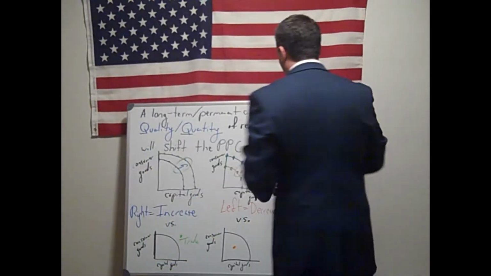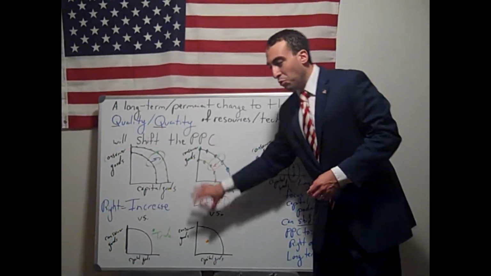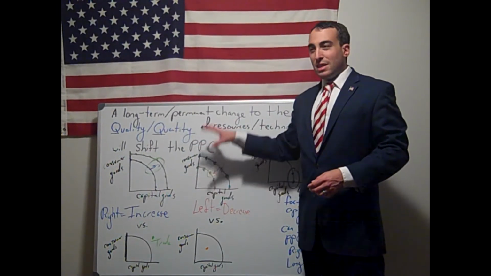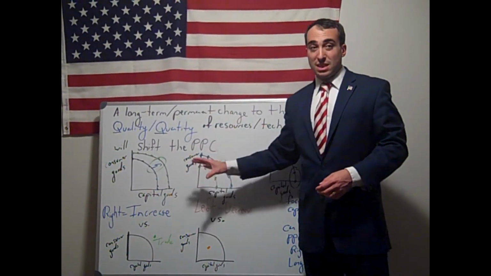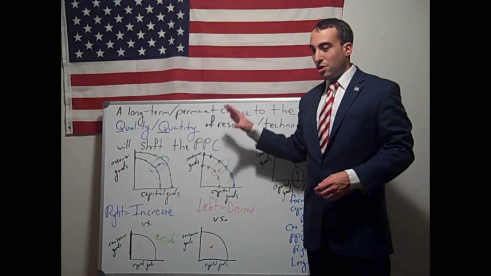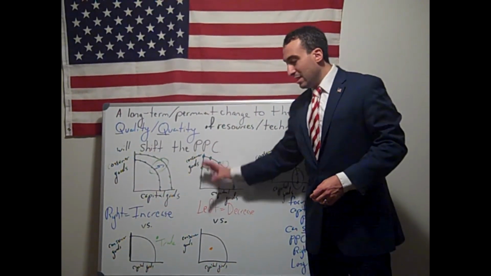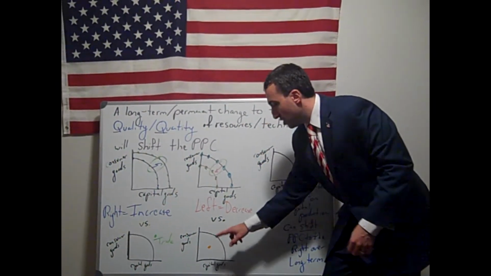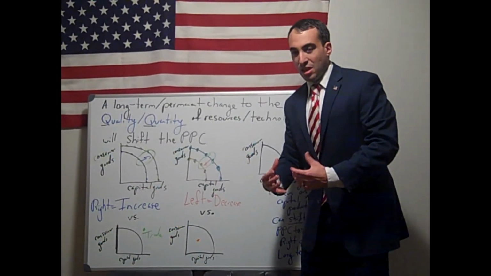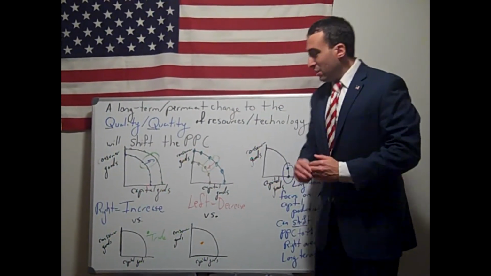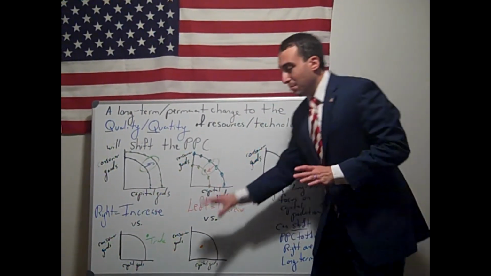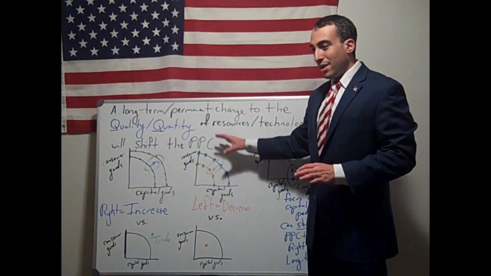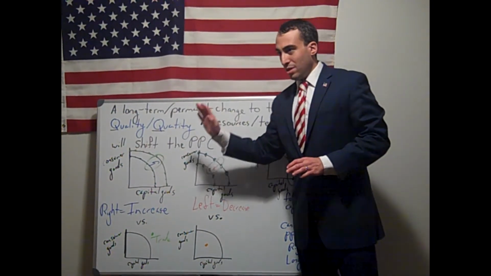Now, a leftward shift versus a point inside the curve. The leftward shift shows that the resources are decreasing. Something about the resources, either their long-term quality or quantity, is decreasing. However, a point inside the curve shows that we have the resources, but we are not using them. So be careful. This is unemployment. The leftward shift is a long-term quality or quantity change.